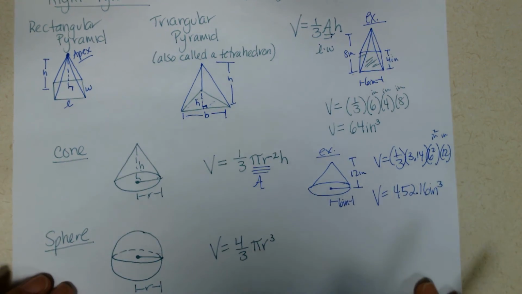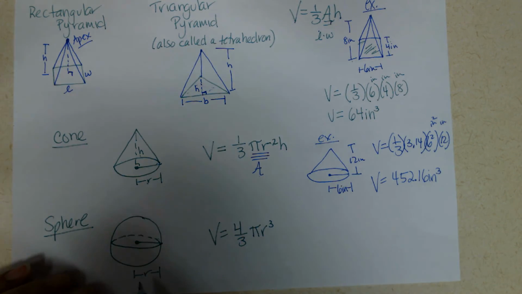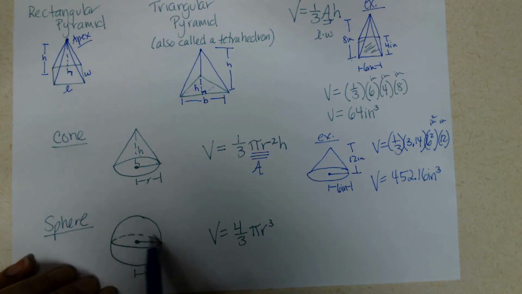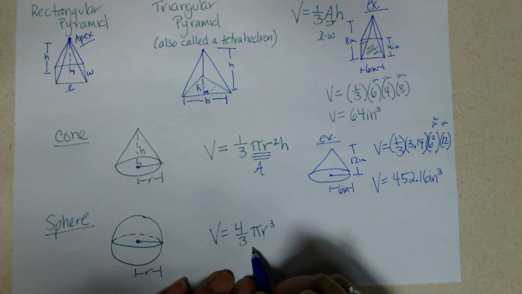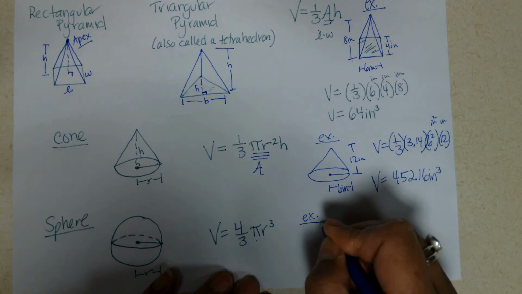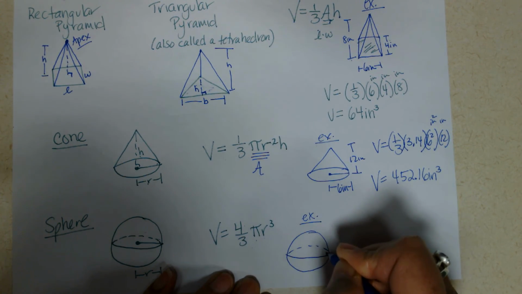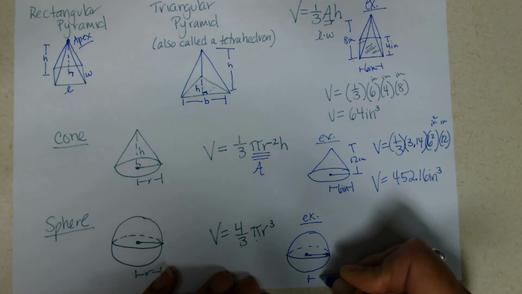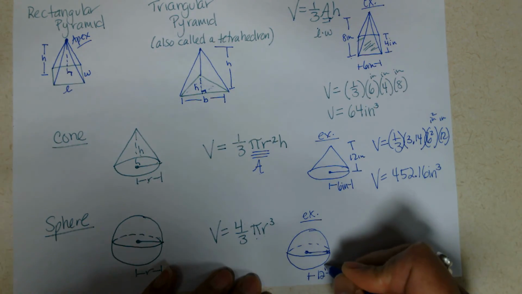And last but not least is our sphere. We only have radius. I think this is the nice easy one. What I do is I just draw the circle and then I do a little dotted line in back and solid line in front. We're going to do 4/3. So be careful. This is 4/3 times pi times r cubed. Here's our example. So let's do a radius of, let's do 12. Let's see what happens with 12 inches on that.